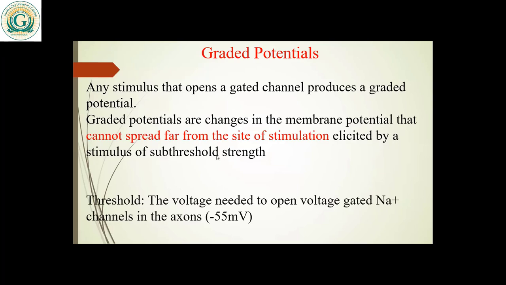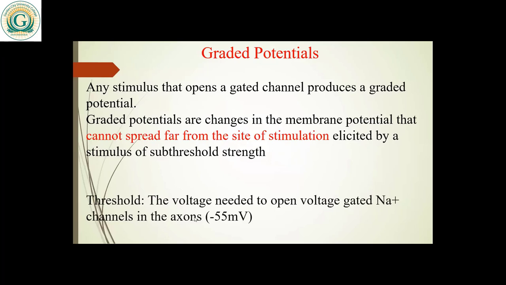Unless it hits a threshold, if it doesn't hit a threshold, it doesn't move on. That impulse will die out within the dendrite or the cell body. That is known as the graded potential. So graded potentials do not spread from the site of stimulation, just at the dendrites and the cell body. They transmit the impulse just around that portion. They don't move across to the axon, and therefore they are not even able to reach the threshold where an action potential can be generated.